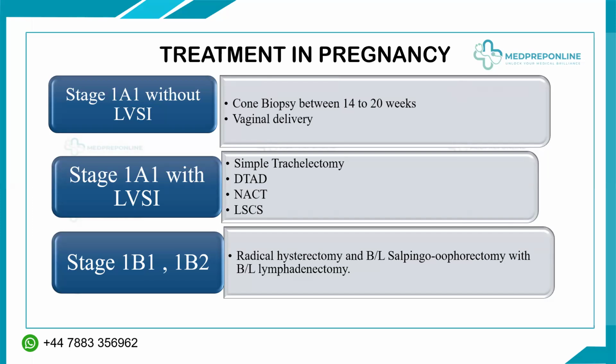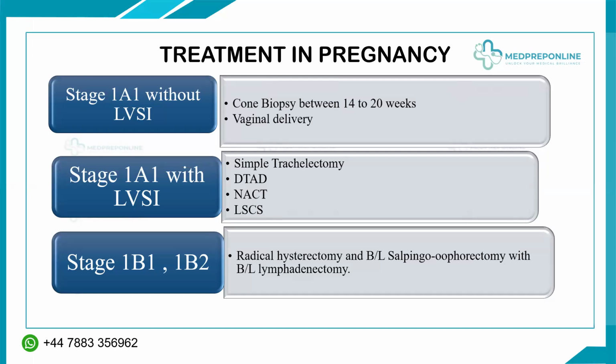Now, advanced stages, radical hysterectomy. If the patient decides not to continue the pregnancy, you can go with the radical hysterectomy with bilateral salpingo-oophorectomy, as well as bilateral lymphadenectomy with the fetus also in situ. Okay, so either you do a termination of pregnancy, follow up with the surgery, or you can do it as an elective procedure together.